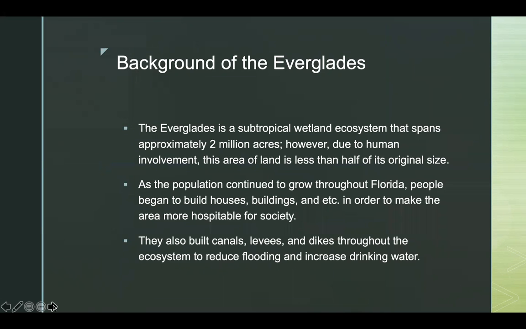So the Everglades is a subtropical wetland ecosystem that spans approximately 2 million acres of land area. However, due to human involvement, this area of land is actually half of its original size. As the population continued to grow throughout Florida, people began to build houses, buildings, roads, etc., in order to make the area more hospitable for society and to allow for transportation. They also built canals, levees, and dikes throughout the ecosystem to reduce flooding and increase drinking water.